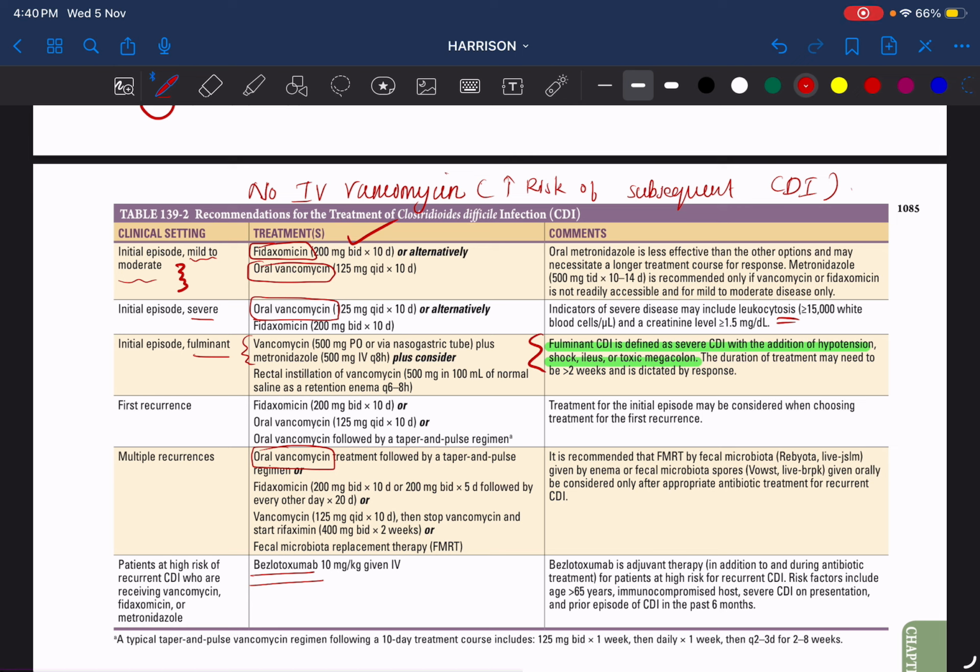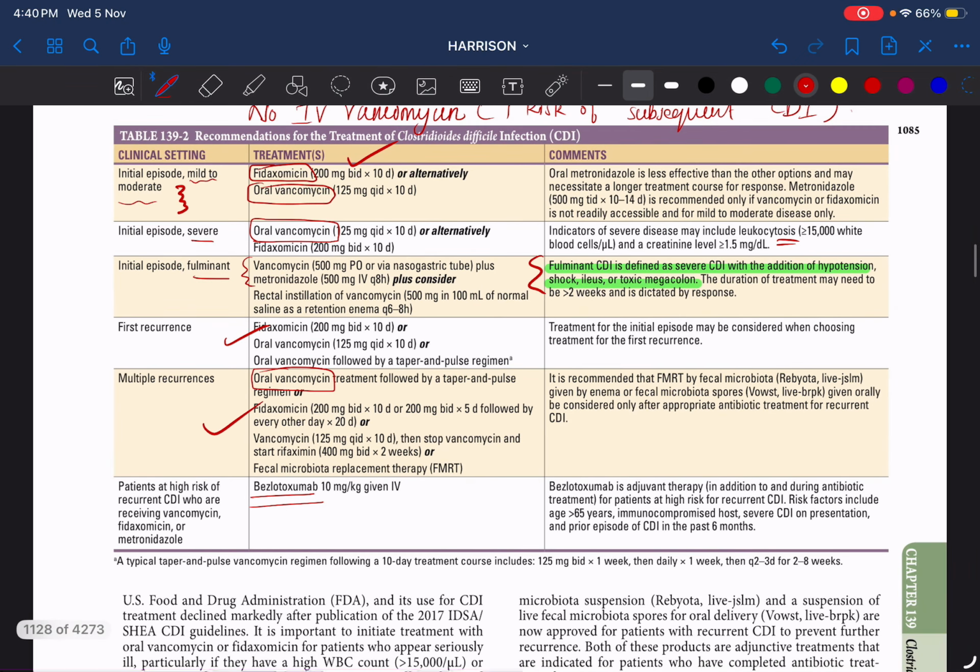In case of recurrences, the current treatment protocol is fidaxomicin combined with oral vancomycin. For patients at high risk of recurrent CDI, a new monoclonal antibody has recently been developed, called bezlotoxumab, which has to be given IV. So remember: mild to moderate, it is fidaxomicin or vancomycin. Severe initial episode, oral vancomycin. Fulminant, oral vancomycin with IV metronidazole; there is no role of oral fidaxomicin there. In case of recurrence, vancomycin along with fidaxomicin. In multiple recurrences, the recent treatment modality that has emerged is fecal microbiota replacement therapy.